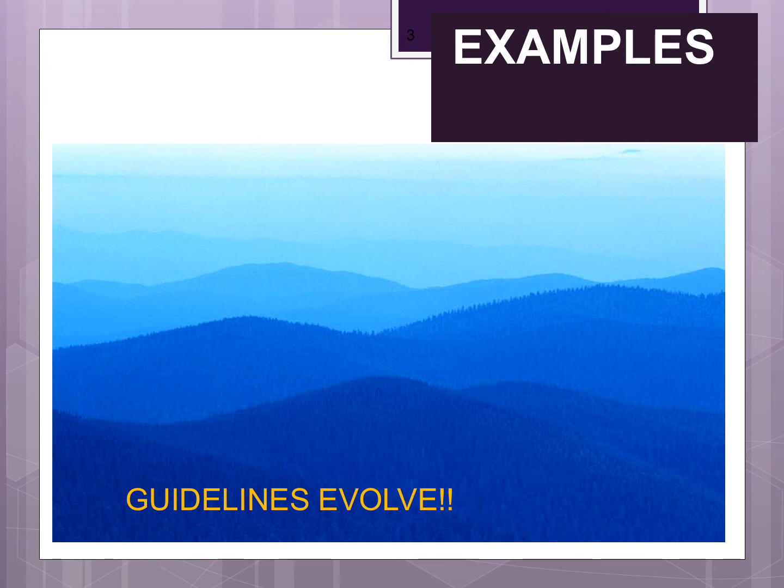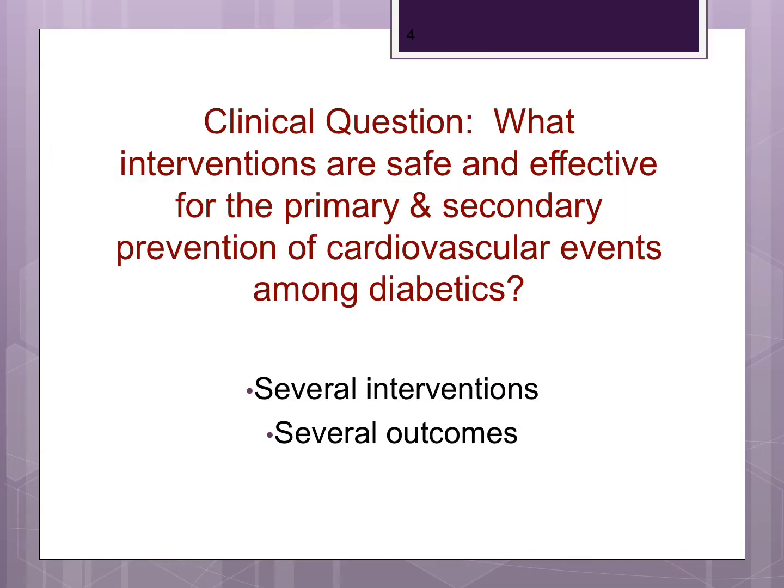So just to show you some examples of how guidelines have actually evolved over the years. That's why whenever we look for practice guidelines, you have to get the most recent and use it. Given a clinical question, maybe you have a patient who has diabetes, and we all know that persons with diabetes typically do not die because of the diabetes per se, but because of cardiovascular diseases. And so you would like, as much as possible, to minimize their risk of having cardiovascular events.